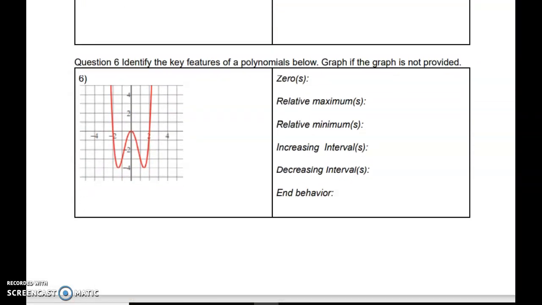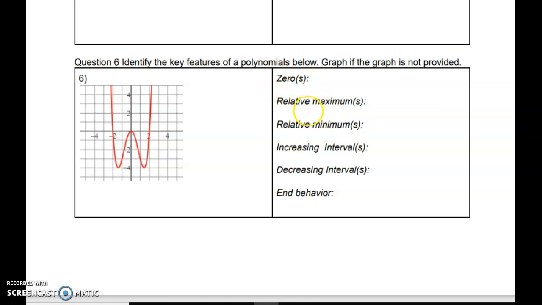So my next question, question 6, says identify the key features of a polynomial below. Graph if the graph is not provided. Well, here I give you a graph. So the zeros are the points where it crosses the x-axis. So when you figure out your answer here, you're looking for places where it crosses the x-axis.